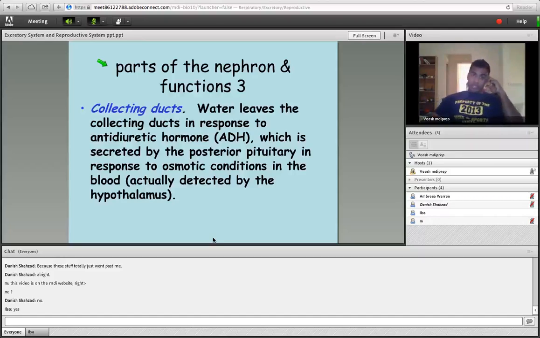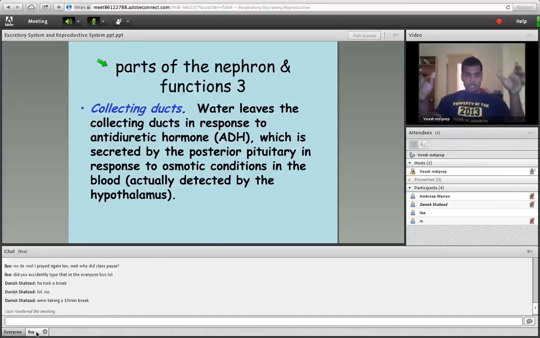Also, all the urea is going to be traveling at this part of the nephron. And you're also reabsorbing or secreting a bunch of different ions that aren't as important as well. A bunch of those small ions.